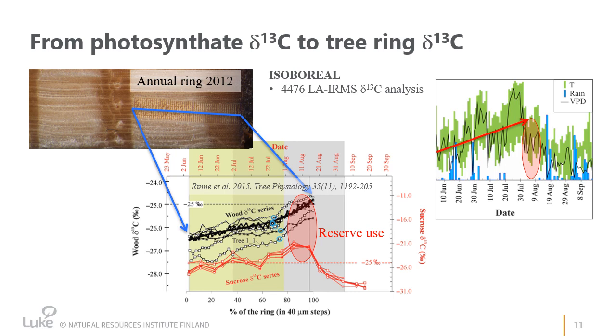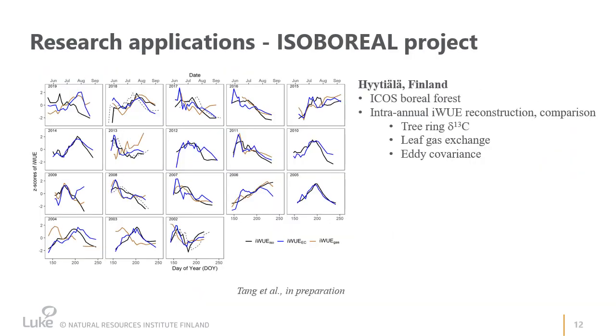In Isoboreal project, we have taken our approach to another level and analyzed by now close to 5,000 laser ablation tracks. The studies from Isoboreal are yet unpublished, so I won't go to fine details about the next slides that describe some of our findings. In this slide, we are looking at the application of laser ablation of tree rings on intrinsic water sufficiency reconstructions at intraseasonal level.